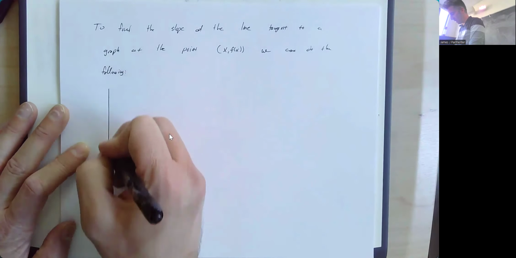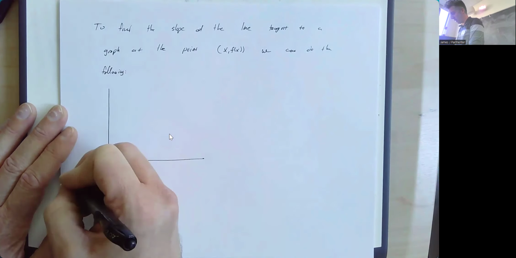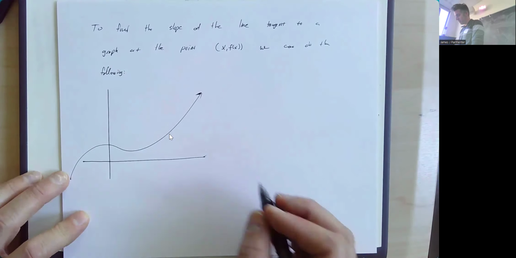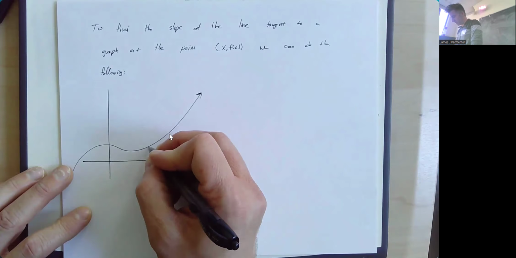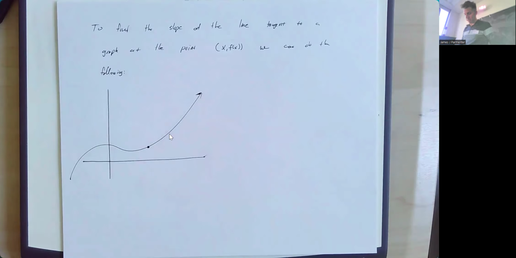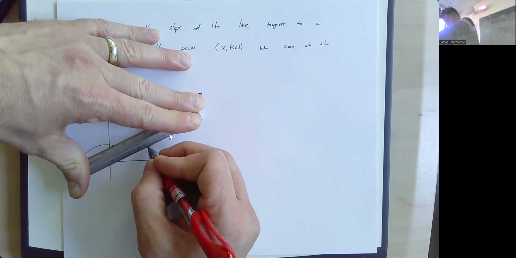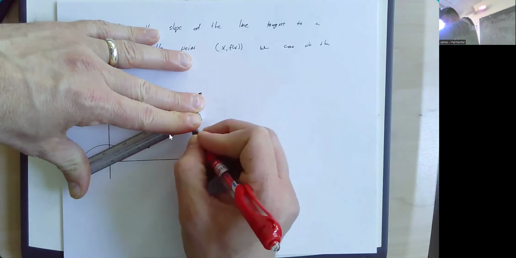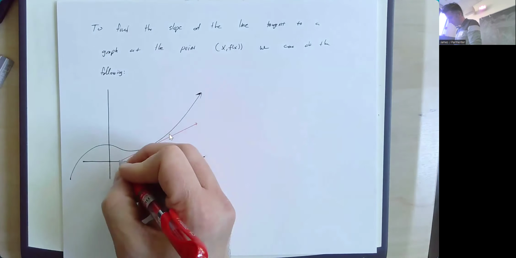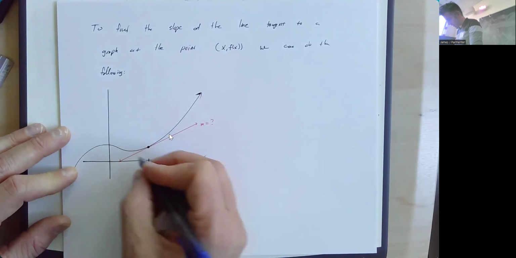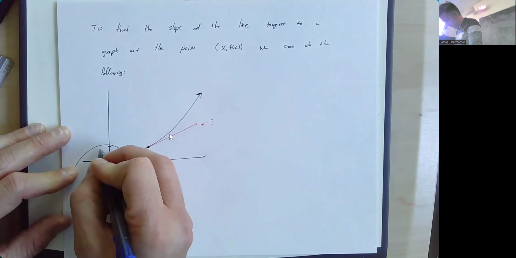So let's say we have some similar-ish looking graph. Maybe it's a little bit different, like that. And I want to find maybe the equation of the line tangent, or at least the slope of the line tangent right there. I would love to find the slope of that tangent line. Let's use a ruler, James. Yeah. So I would love to be able to find the slope of that tangent line at the point x comma f of x.